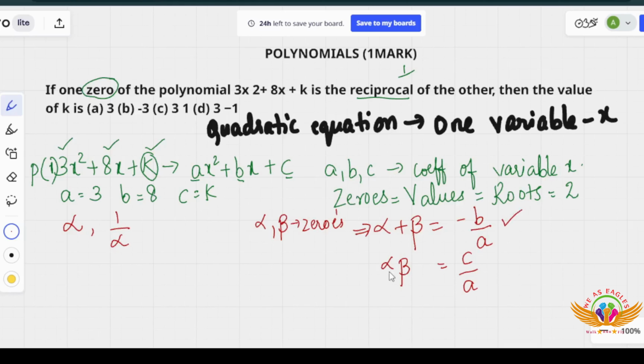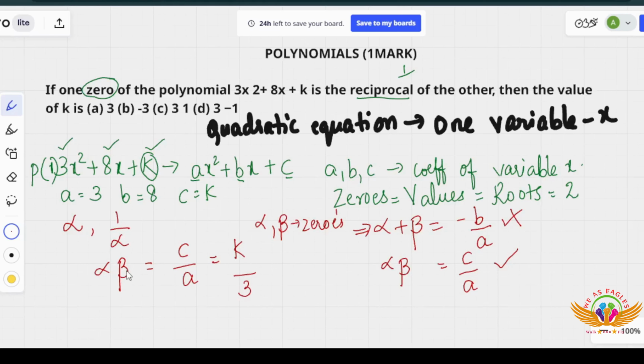So what I do, I take the second formula, that is alpha into beta equal to c by a, because c is k. I need the k value, so I am going to opt for the second formula, the product of zeros, alpha into beta is equal to c by a. So c is what here? K. What is a? 3.